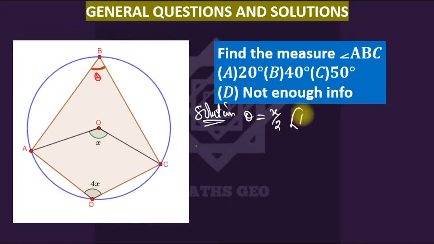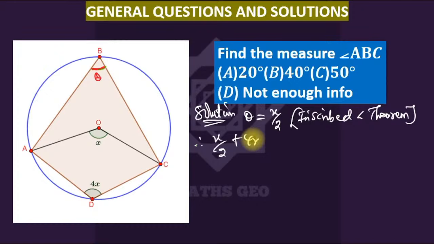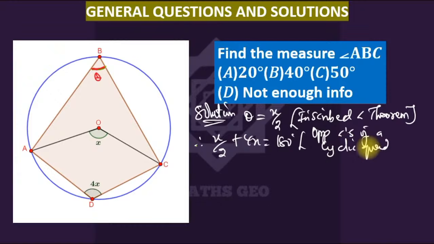Yes. Why? Based on the inscribed angle theorem. And also if you add x over 2, that's theta, plus 4x, it must give us 180 degrees based on opposite angles of a cyclic quadrilateral. Yes. Do you see it now? We have a cyclic quadrilateral. So if you add this and theta, theta is x over 2, we have 180.